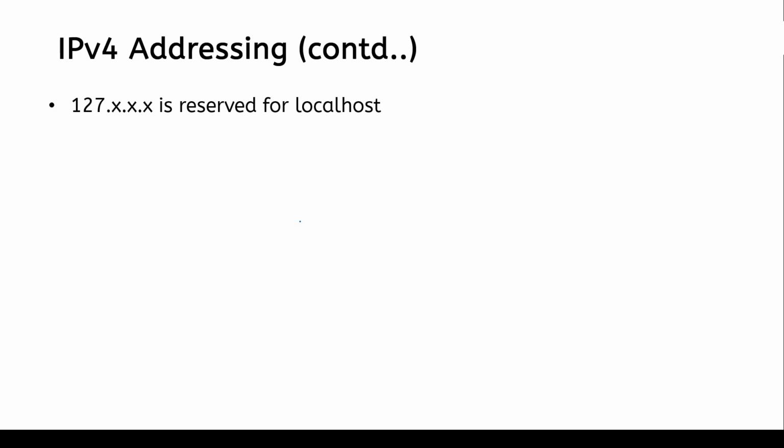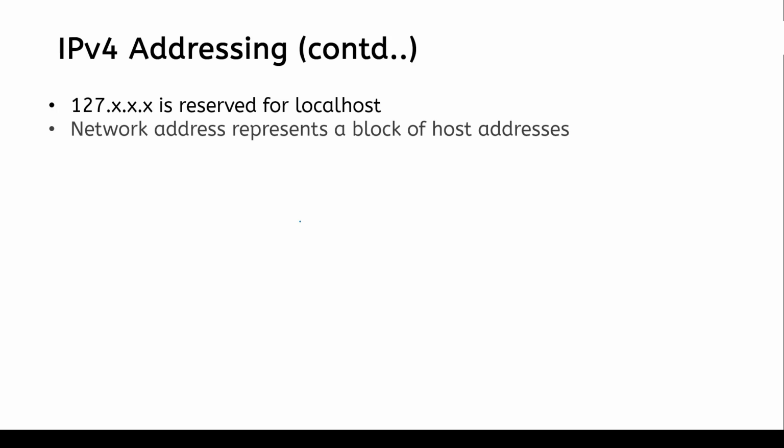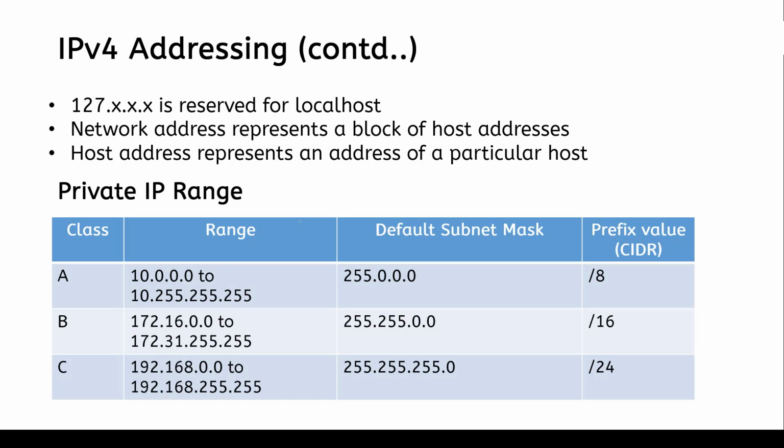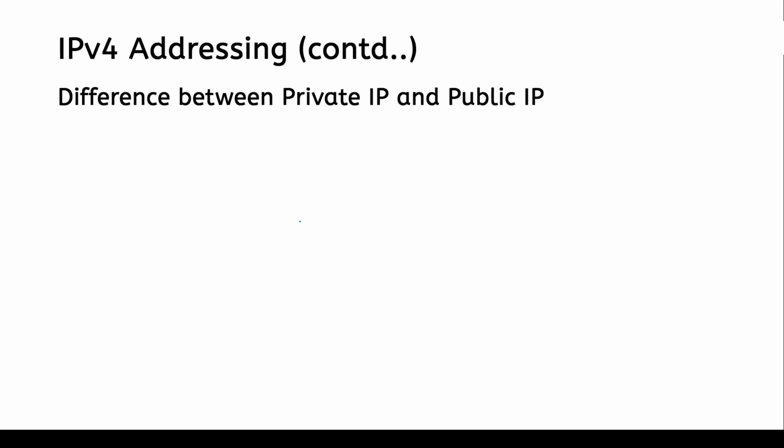Any address that starts with 127 in the first block is reserved for localhost. Network address represents a block of host addresses, whereas host address represents an address of a particular host. The private IP address range of class A is 10.network, class B is 172.16 to 172.31, and the class C private address is 192.168.0.0 to 192.168.255.255. We also learned the differences of private IP and public IP addresses.